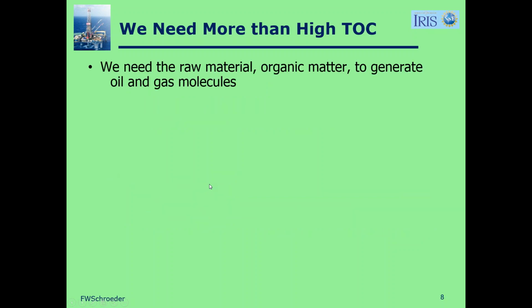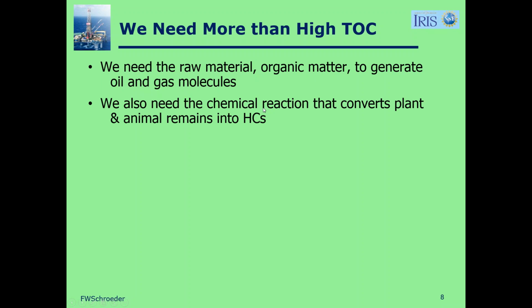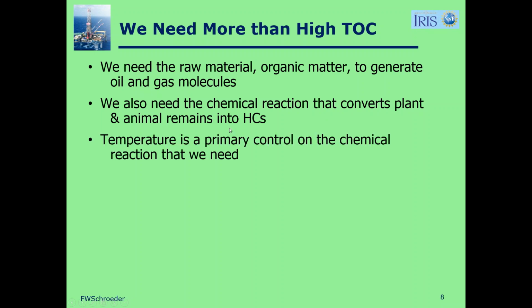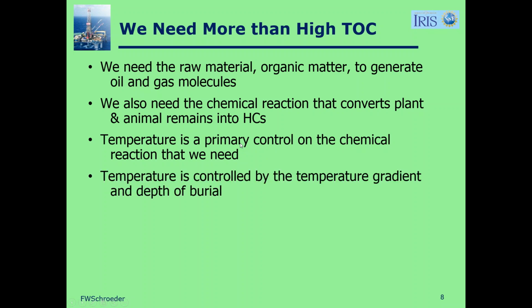So we need more than high total organic carbon. We need that to have the raw material, the organic matter, to start to generate oil and gas. So we're talking about a geochemical process of that transformation or conversion. And we're going to begin with the plant and animal remains, and we're going to generate molecules of oil and molecules of gas. Temperature is the primary control on this chemical reaction, and so we need to figure out what the temperature history for our potential source rocks has been in the basin that we're looking at.